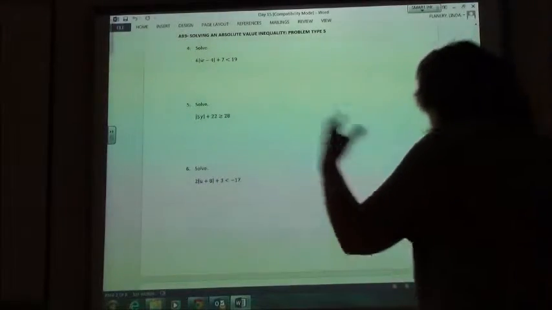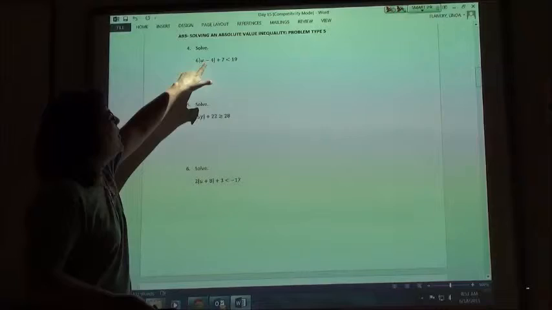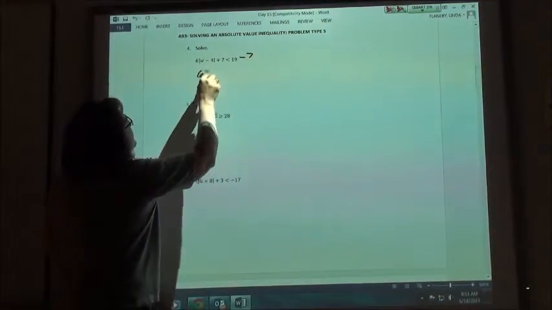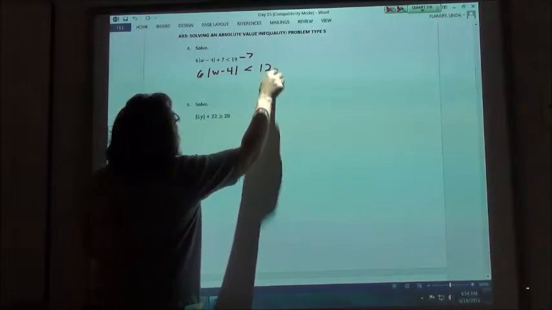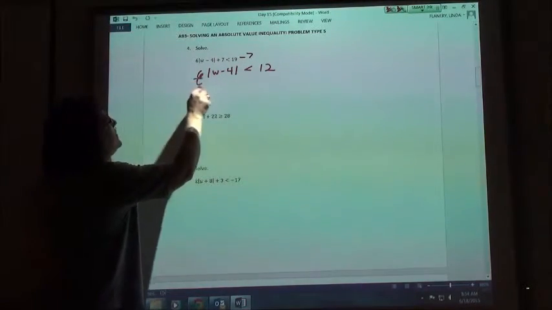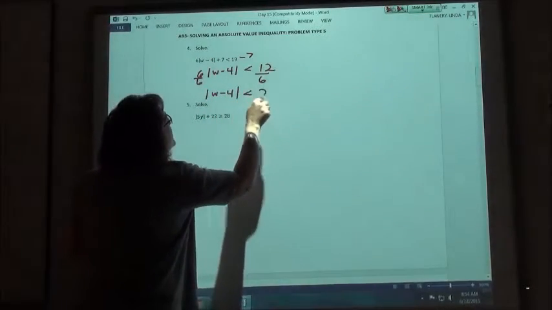So 4, 5, and 6 are just expanding on that. They're going to have you isolate the absolute value first, and then you can use that exact same rule we just used on the previous ones to come up with your answer. So if I'm going to solve this, I want to get the absolute value by itself. I'm going to minus the 7 to move that over to the other side. 6 times the absolute value of W minus 4 is less than 12 then. I'm then going to get rid of the coefficient by dividing by the 6. So the absolute value of W minus 4 is less than 2.